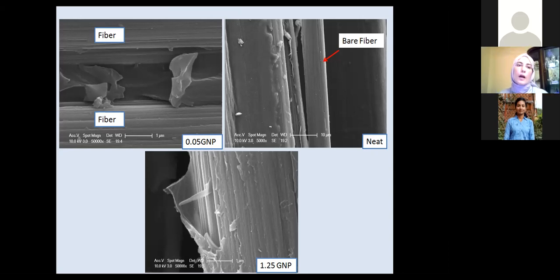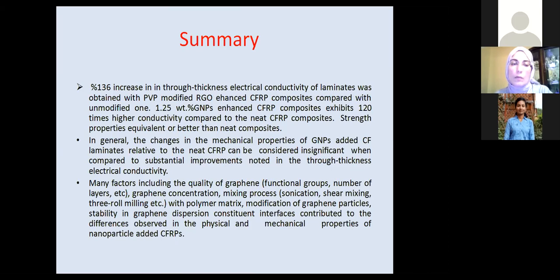In summary, we obtained a 136% increase in the through-the-thickness electrical conductivity of the laminates with modifying the samples with PVP. In general, the change in mechanical properties of graphene-added composite laminates relative to the neat composites can be considered insignificant when we compare to the substantial improvements noted in the through-the-thickness electrical conductivity.